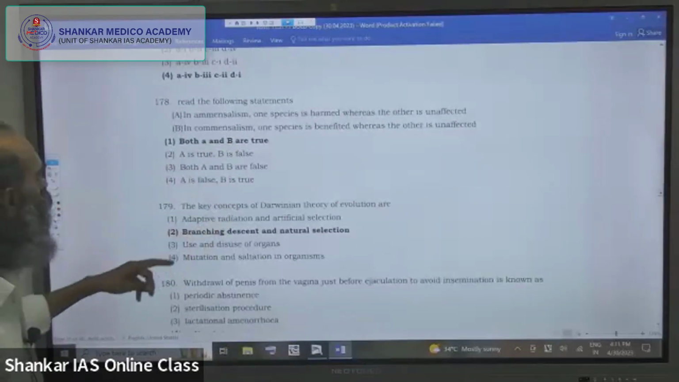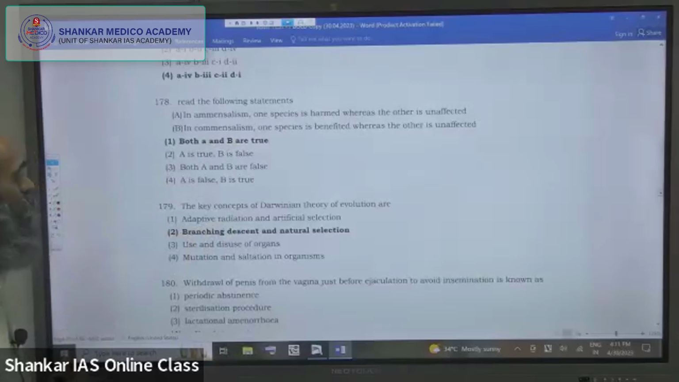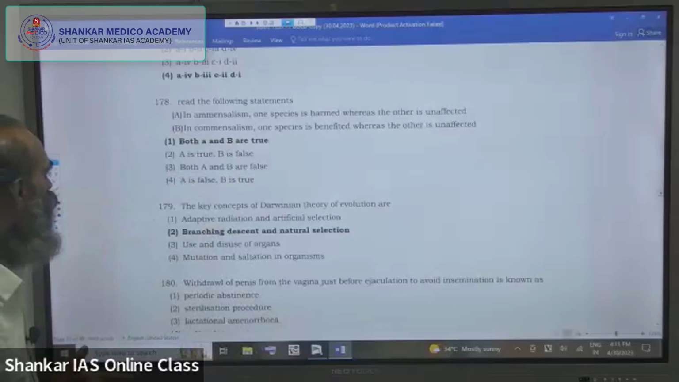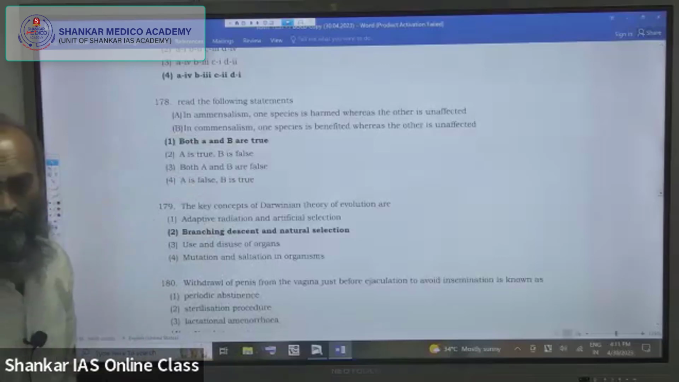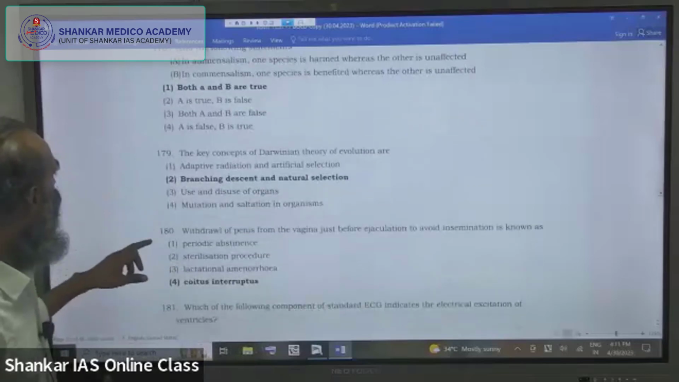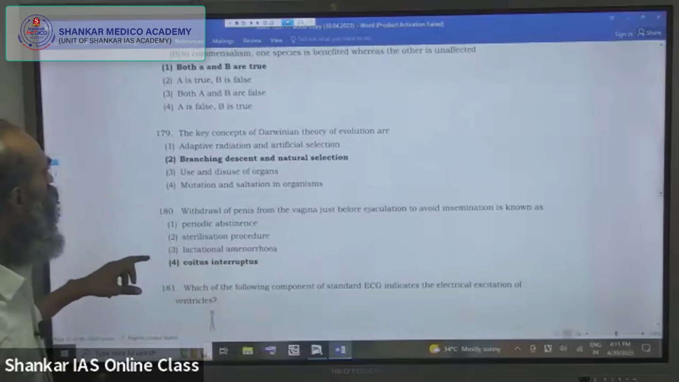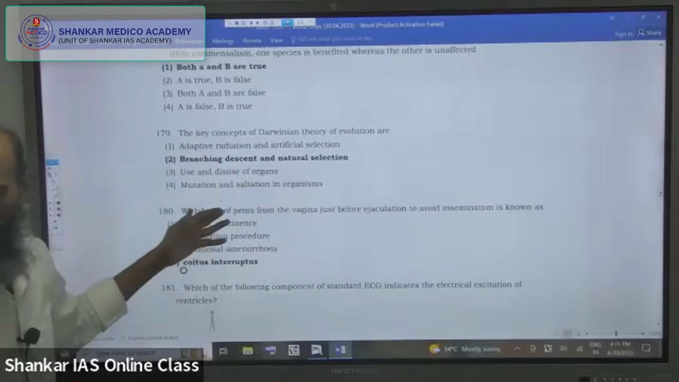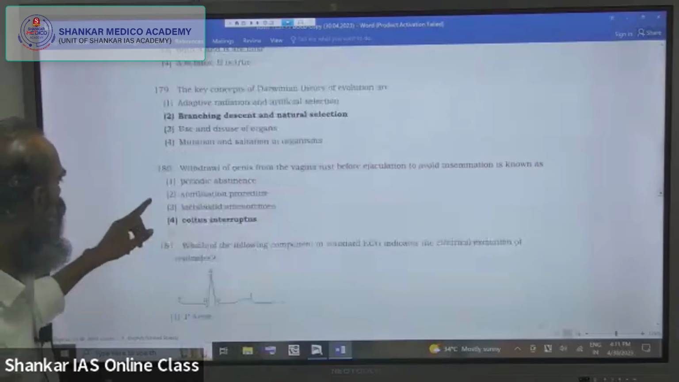Okay, commensalism: one species is benefited where the other one is unaffected. Can you give one example of commensalism? Yes. The key concept of Darwinism theory of evolution. I think you have discussed elaborately about convergent evolution and also divergent evolution.